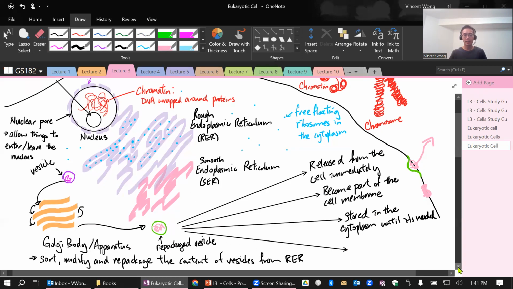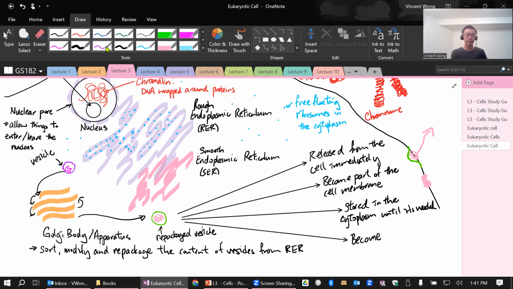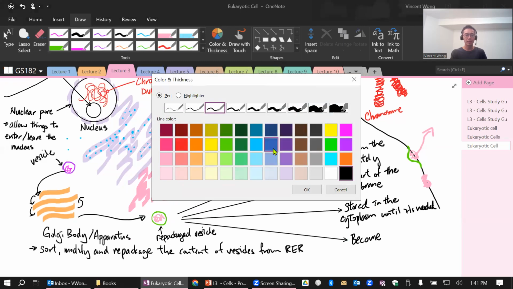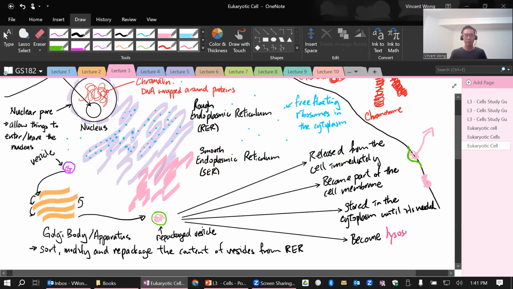Finally, the last option is that it will become, what color should I use? I'm running out of colors here. There are so many things. It becomes something called a lysosome, which I'll explain. So these are different paths that the vesicle can take. Questions?